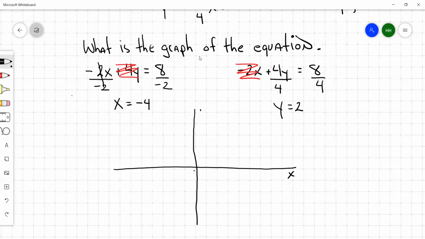Here's your xy. All right, let's say this is 1, 2, 3. Let's say this is -4. Here's +2 on the y-axis. If you were to plot those points, and then just put a line through them, there's the graph of that original equation.